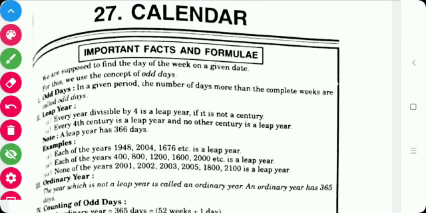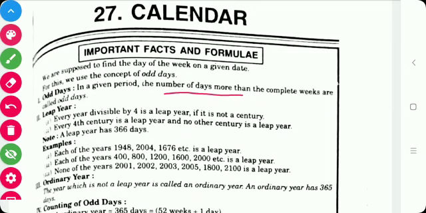For this we have to use the concept of odd days. So first we will see what odd days are. In a given period, the number of days more than the complete weeks are called odd days. After complete weeks, the days which are remaining are called the odd days.